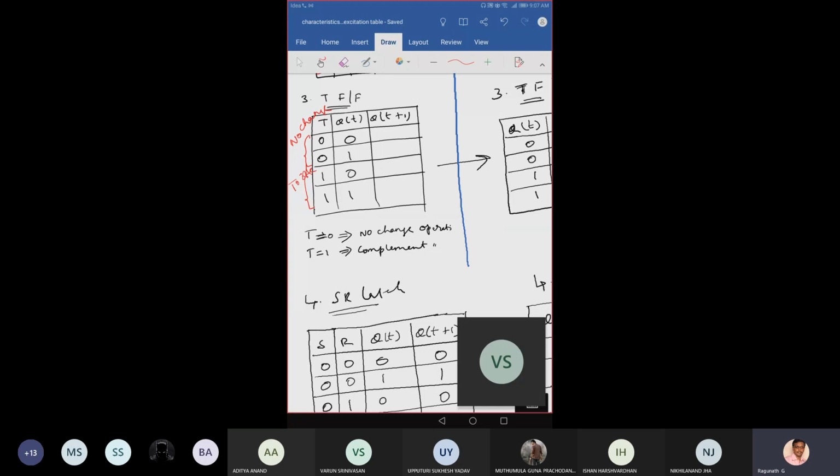So no change means what is the Q of T plus 1 value? Q of T. So this will be 0 and this will be 1.